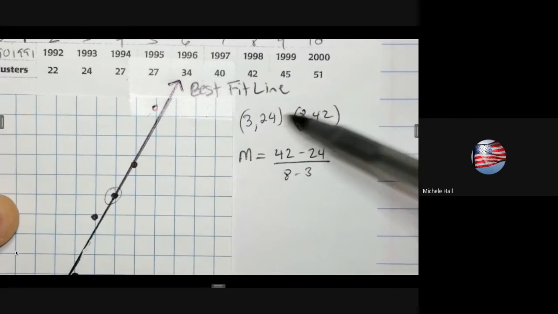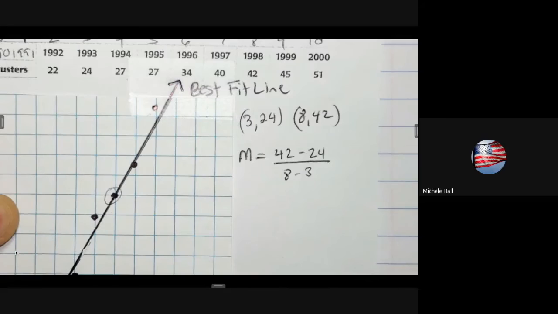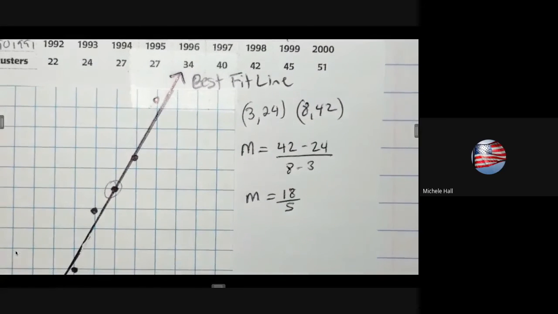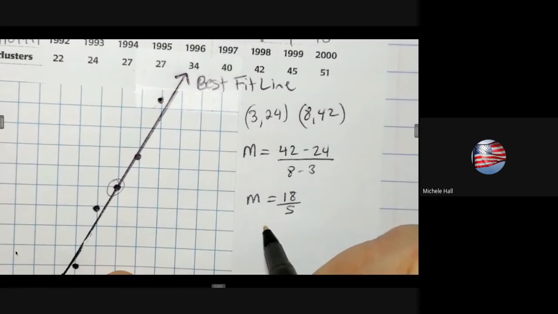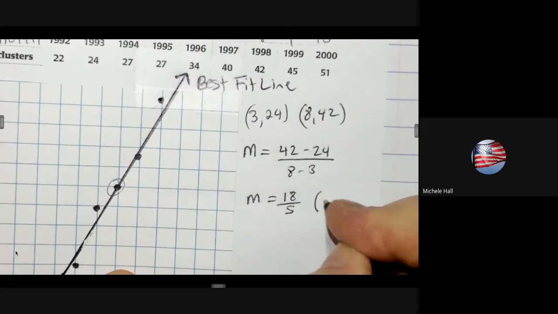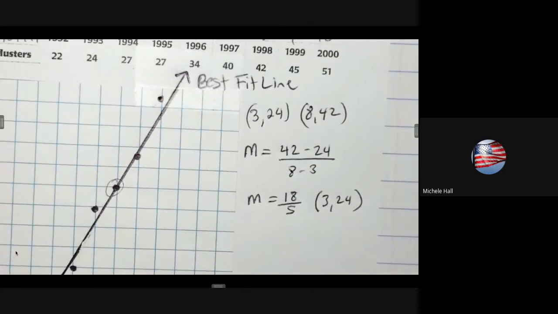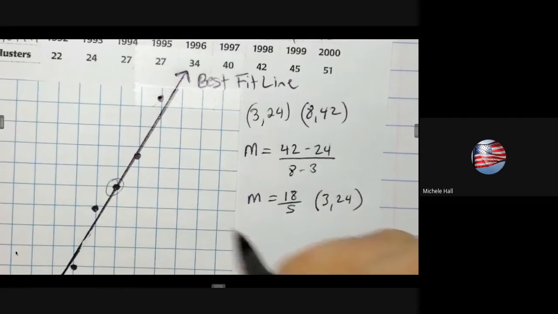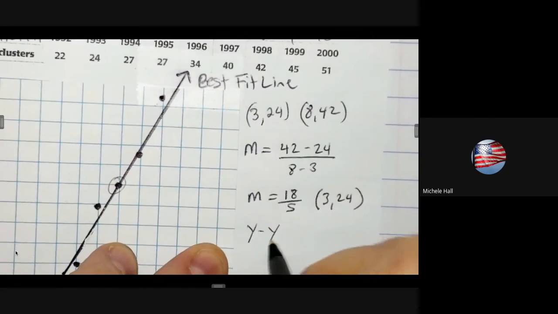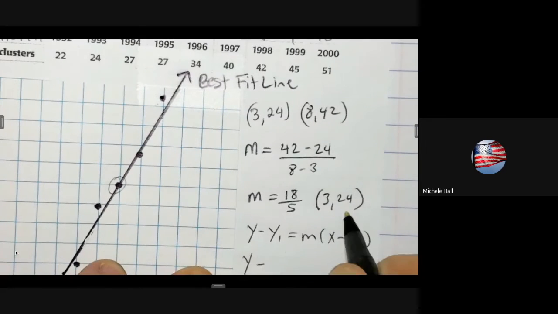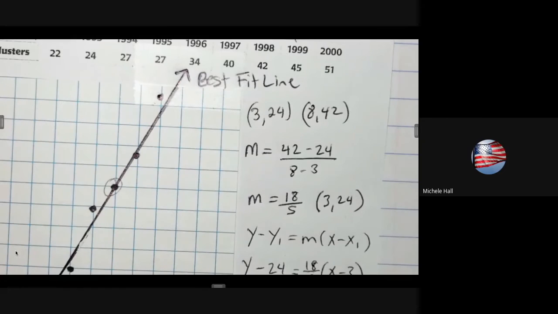I started with the right and went to the left. And I did the same thing for my x values. Started at the right, went to the left. Our slope is 18/5. And now we're going to use the point slope. Let's go with 3, 24 and create that line. We have our formula, the point slope. So y minus y1, which is 24, equals my slope times x minus 3.